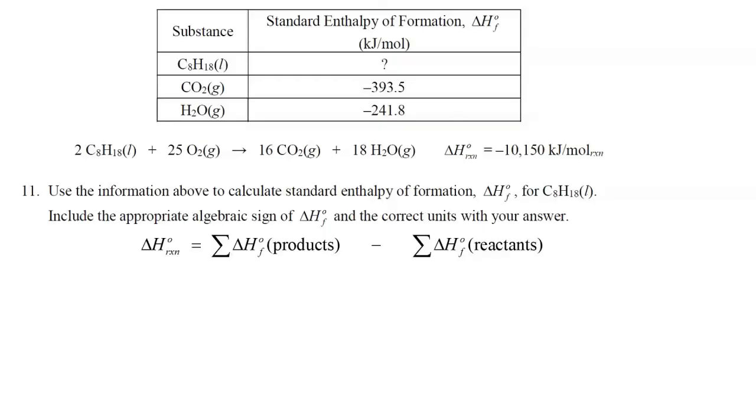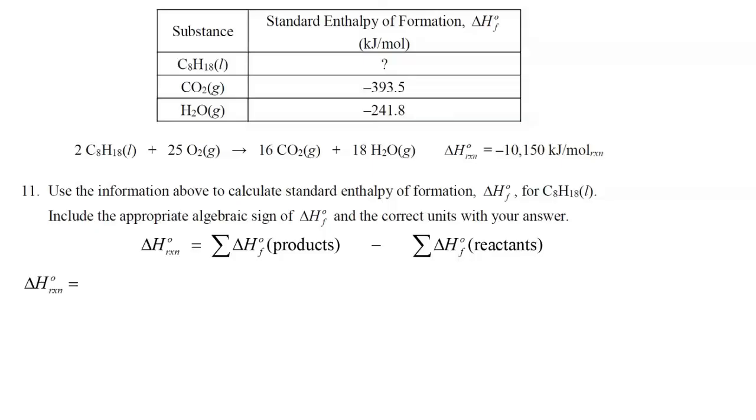But unlike number 10, where we had to calculate the delta H for the overall reaction, in this problem, in number 11, we are given that the delta H for the overall reaction is negative 10,150 kilojoules per mole of reaction. So we know pretty much everything except the standard enthalpy of formation for liquid octane, C8H18. Let's plug in everything we know and then solve for the one thing that we don't know.